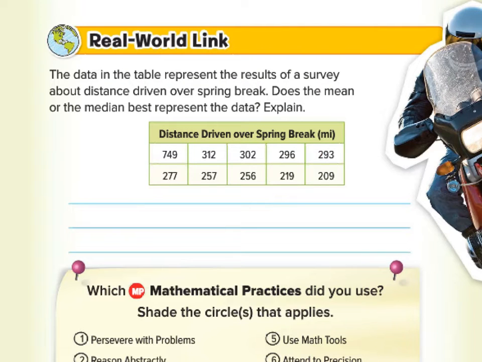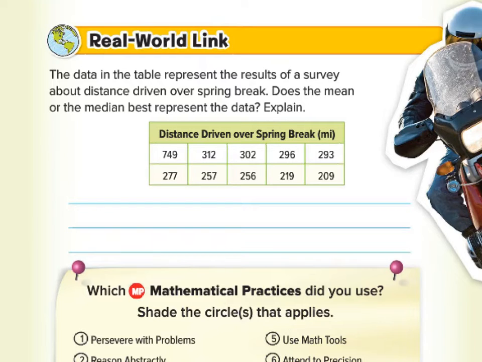And here's a real-world example. The data in the table represents the results of a survey about distance driven over spring break. Does the mean or the median best represent the data? So this is where we start to decide, does the average or does the middle number best represent the information? So here we have distance driven over spring break in miles, and we have this entire set of numbers. We collected data from 5 rows of 2, so 10 values. So which one would represent the best?